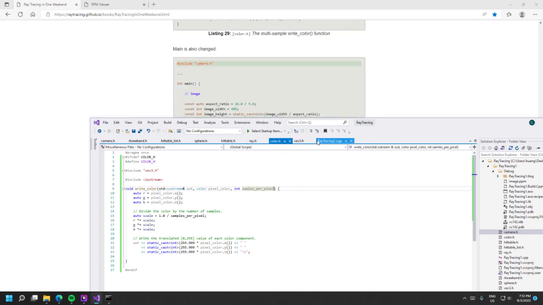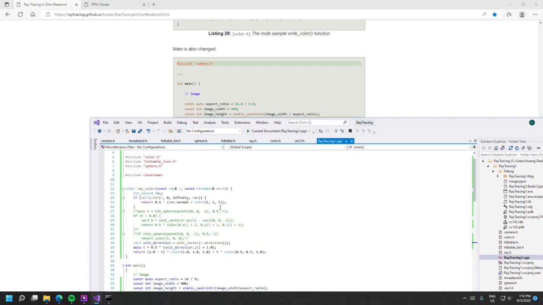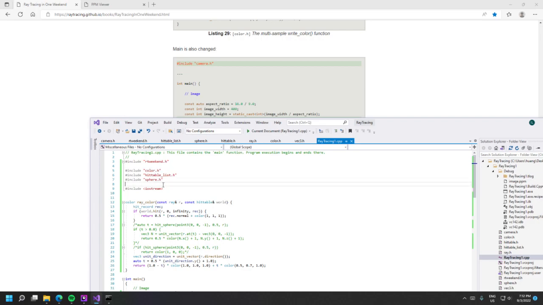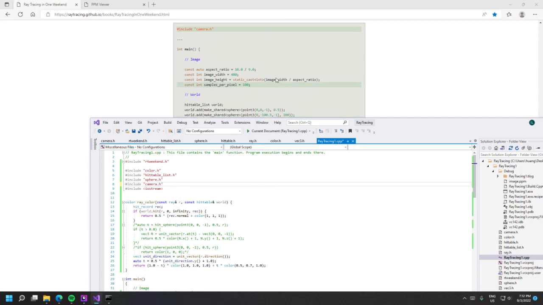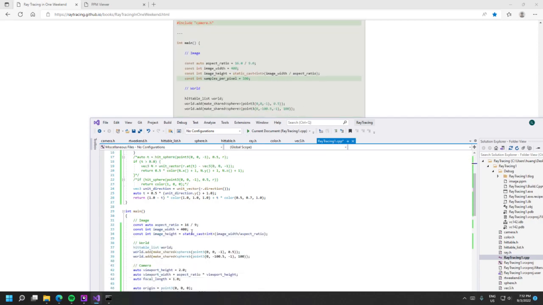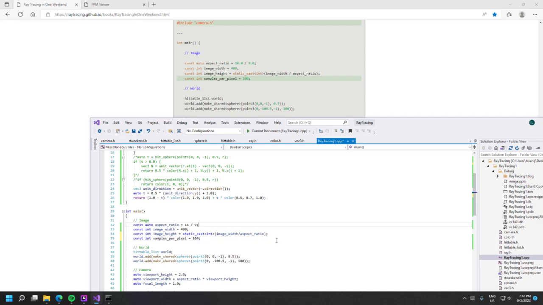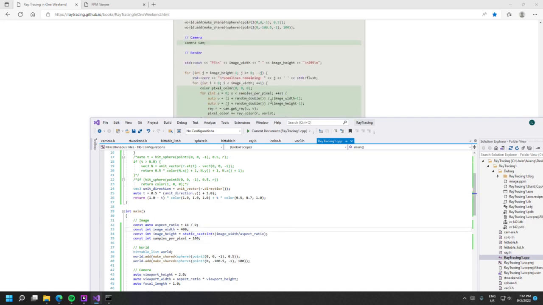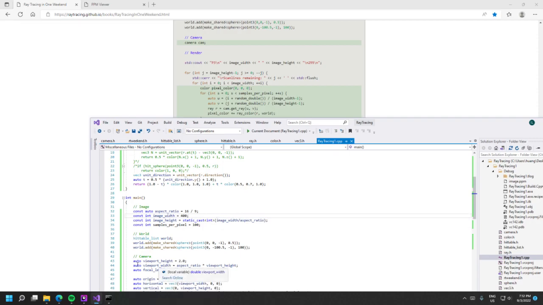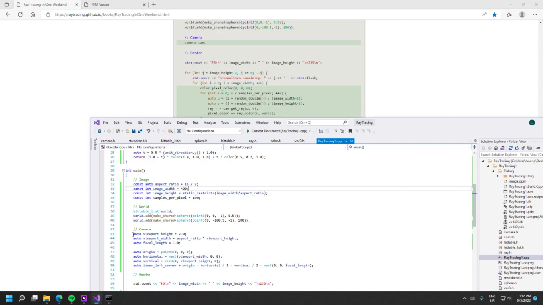Main is also changed to include the camera H that we just wrote. Well, if we just wrote it, why not have it now? So yes, let's include it. And we need to change some of the constants. Here we have the samples per pixel. I wonder, is 100 a lot or a little or in the middle? I actually don't know, but I guess when we see the result, we will understand. This part is just replaced by the camera object because all the parameters here are already defined.